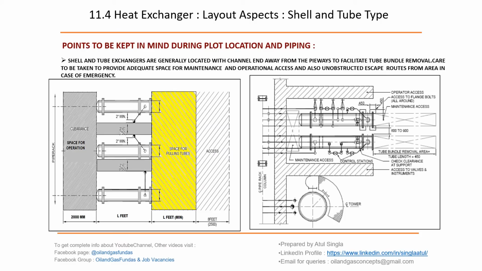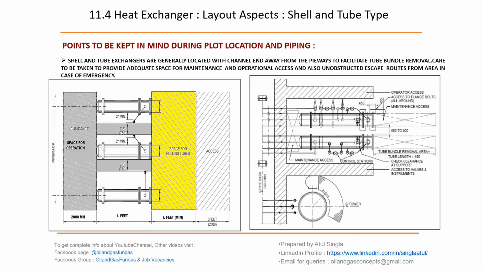So if you see, we have shell and tube exchangers located parallel to each other, and most of the time we locate them perpendicular to the pipe rack. Shell and tube exchangers are generally located with the channel end away from the pipe rack.